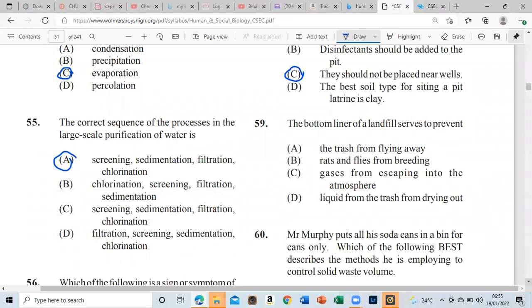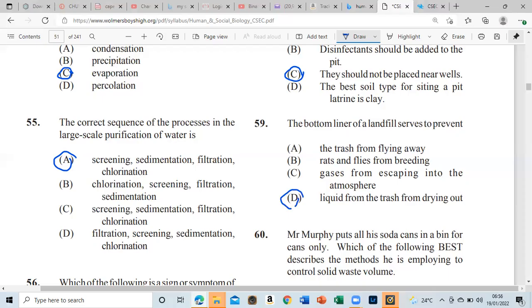All right, 59. The bottom liner of a landfill serves to prevent, is it the trash from flying away, rats and flies from breeding, C, gases from escaping into the atmosphere, or D, liquid from the trash from drying out? And I'm going to go with D, liquid from the trash from drying out. And this is the last one.